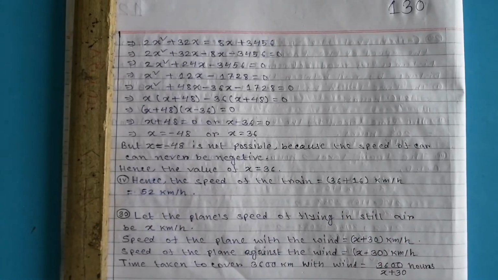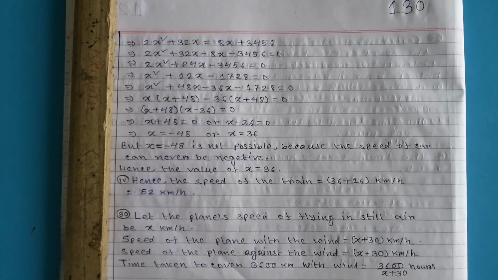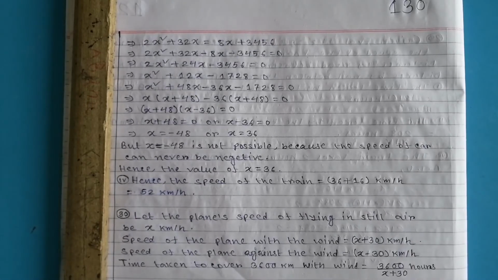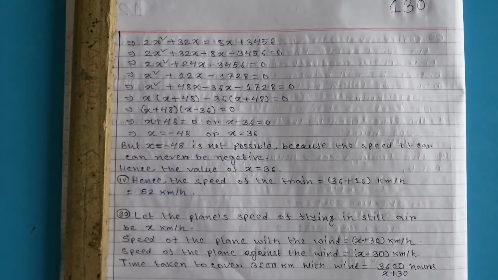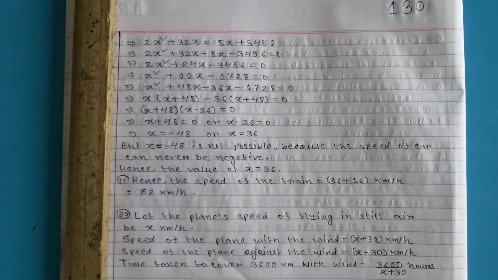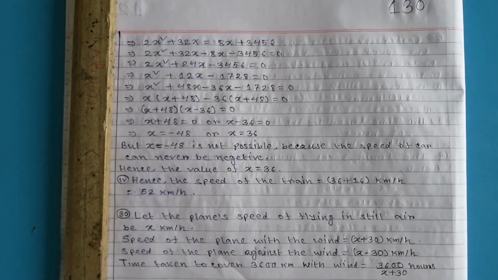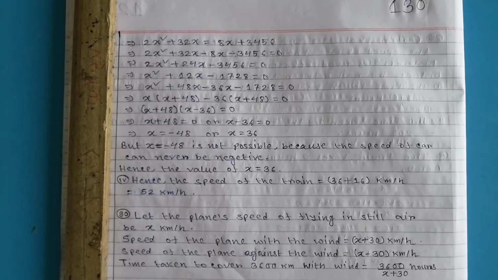Okay, now come to the next question, that is question number 30. In question number 30 it is given that an aeroplane flying with a wind of 30 km per hour takes 40 minutes less to fly 360 km than what it would have taken to fly against the same wind. Find the plane speed of flying in still water. Okay, so now see this.